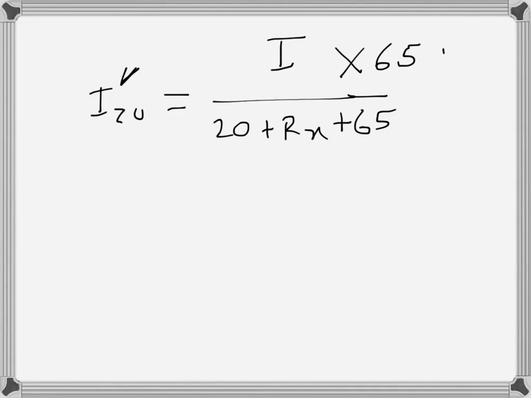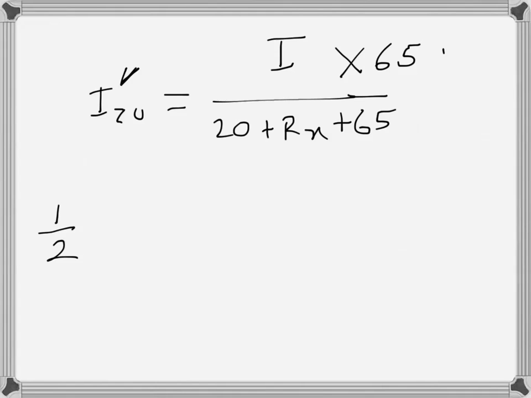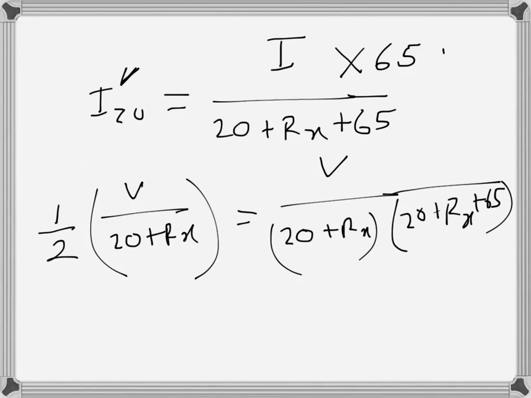Now this current is half of the previous one, so this will be half of V over 20 plus Rx, and here this I is also V over 20 plus Rx, so I'm writing it like that. I am getting rid of all the I's, so it's just in terms of V times 65 like that. Now V is common on both sides, so they get cancelled. This 20 plus Rx cannot be 0, so we can multiply both sides by 20 plus Rx as well.